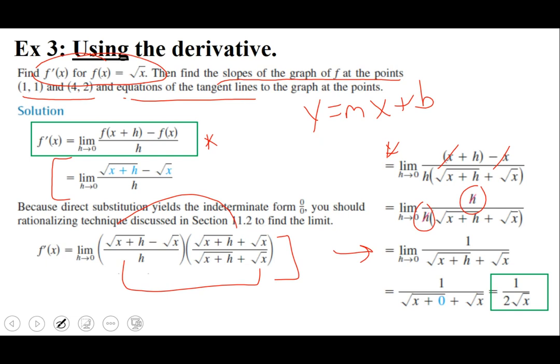When you actually go ahead and take the limit by making the h equal to 0, that is going to give you your answer, 1 over 2 radical x. And again, this is called the derivative, and the notation is f prime of x. So that answers the first part, to find the derivative.